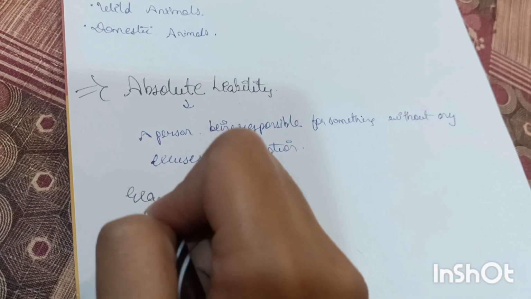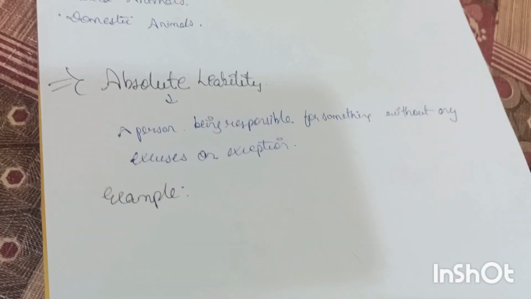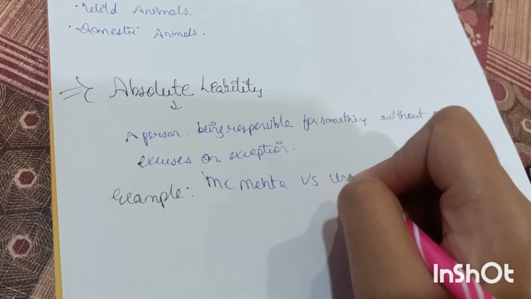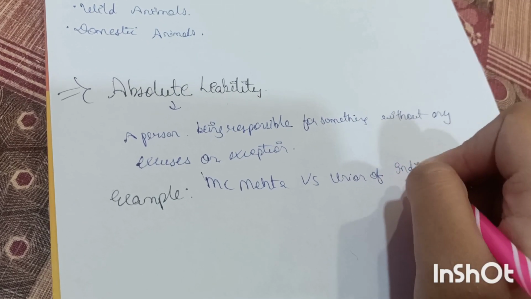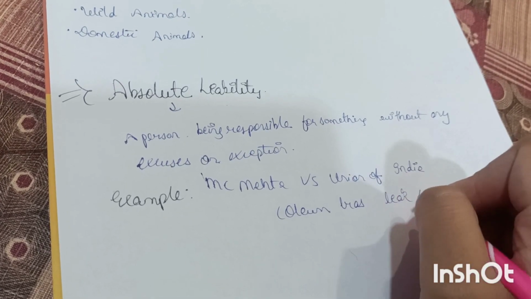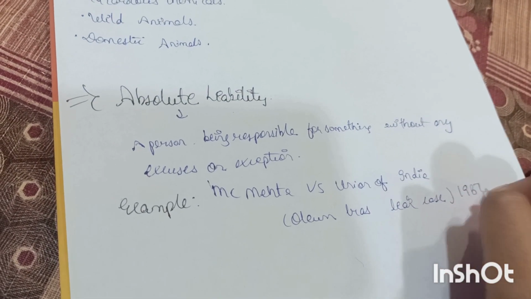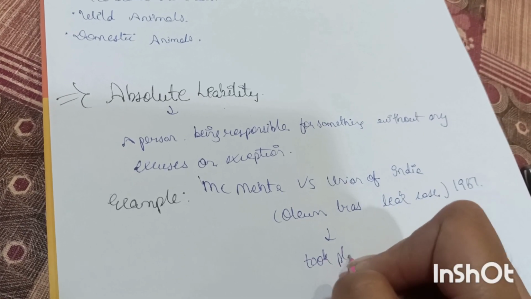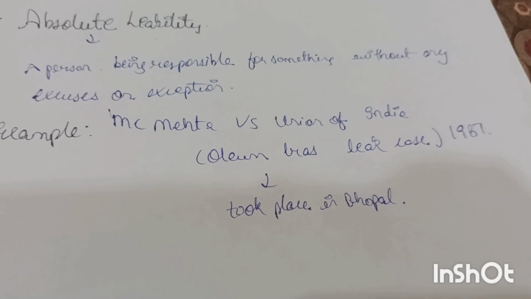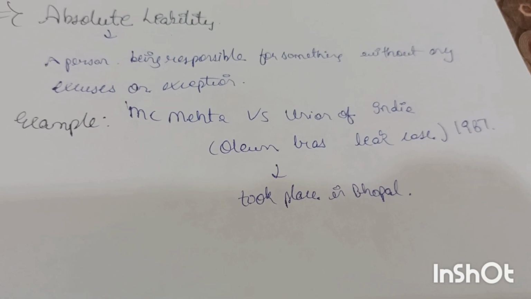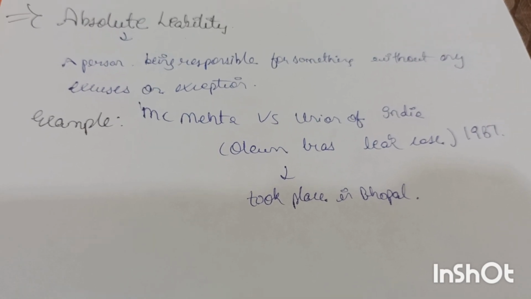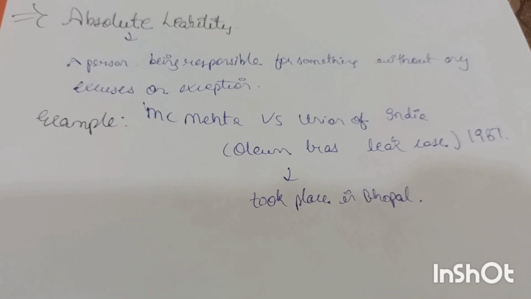You can take the example of MC Mehta versus Union of India, that is the oleum gas leak case of 1987, which took place in Bhopal. So let's see what happened in this case. Oleum gas was leaked from the plant, and due to this many people were killed. The lawyer MC Mehta went to the Supreme Court and filed a PIL.